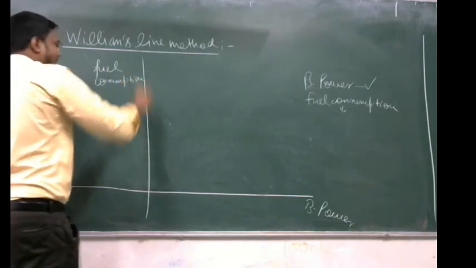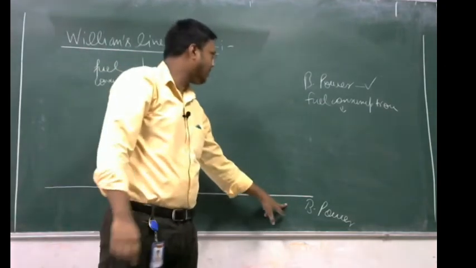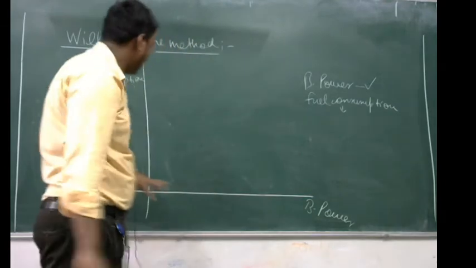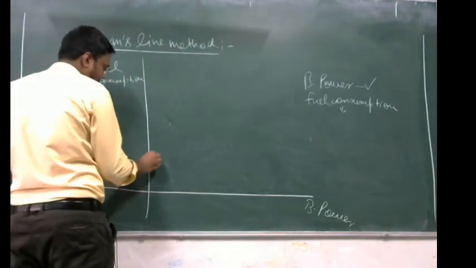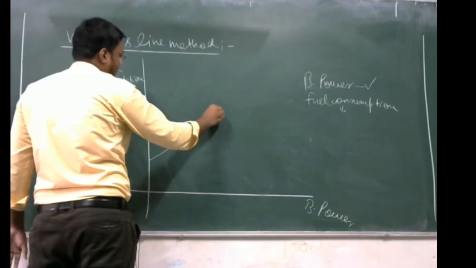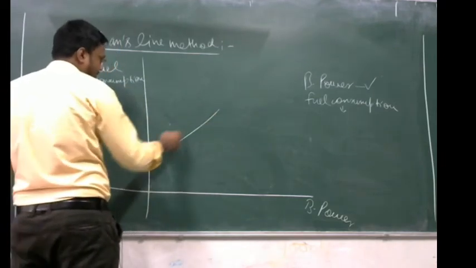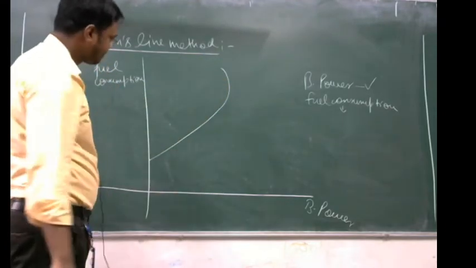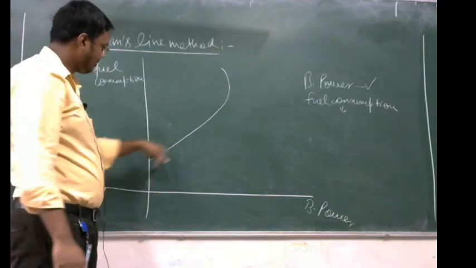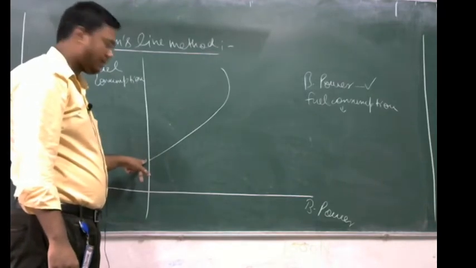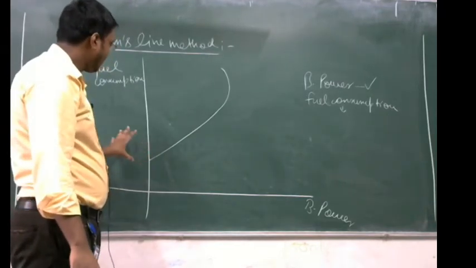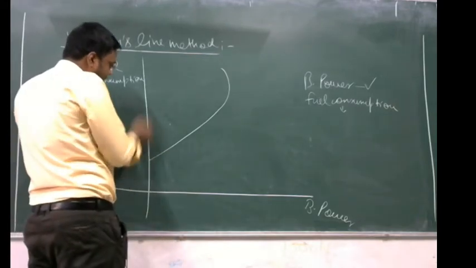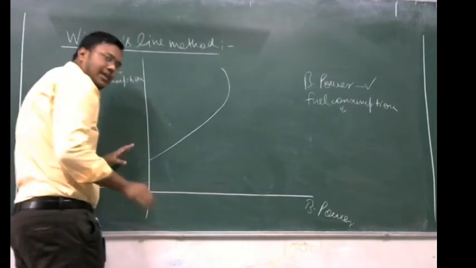Okay, and by using this data for different brake power and corresponding fuel consumption, if we plot a graph we will get a graph like this. This graph should be like a straight line, not fully straight but something like this. Now if you see this graph, when the fuel consumption increases, brake power also increases. That is correct.